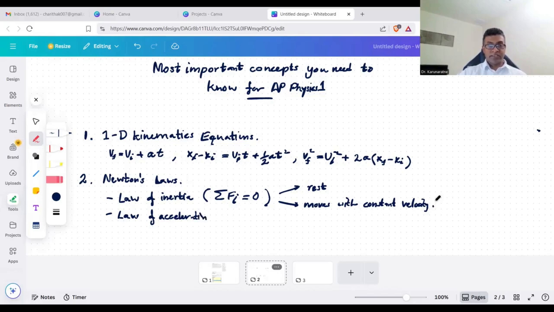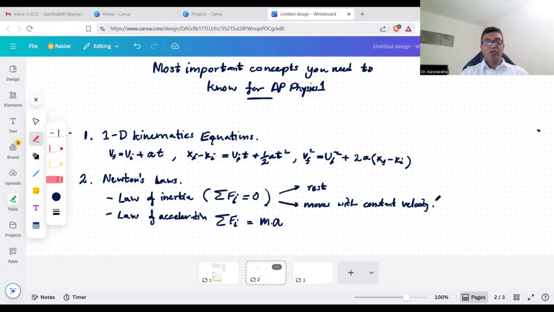Law of acceleration states what happens when the net external force is not equal to zero. When the net external force is not equal to zero, it basically equals the mass of the object times the acceleration of the object.